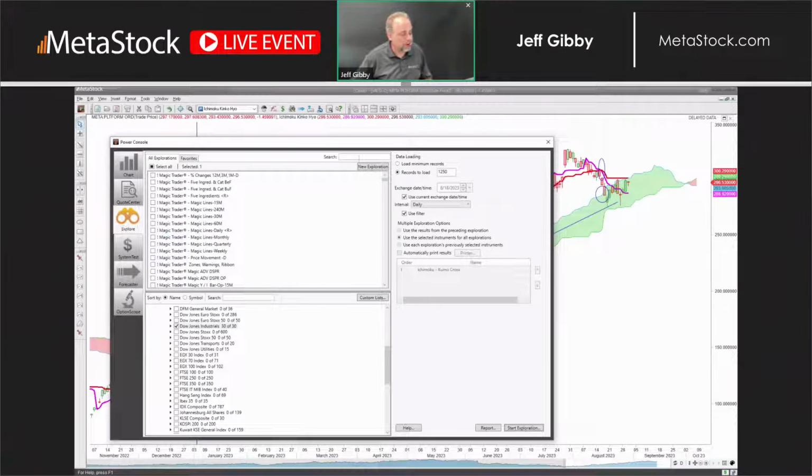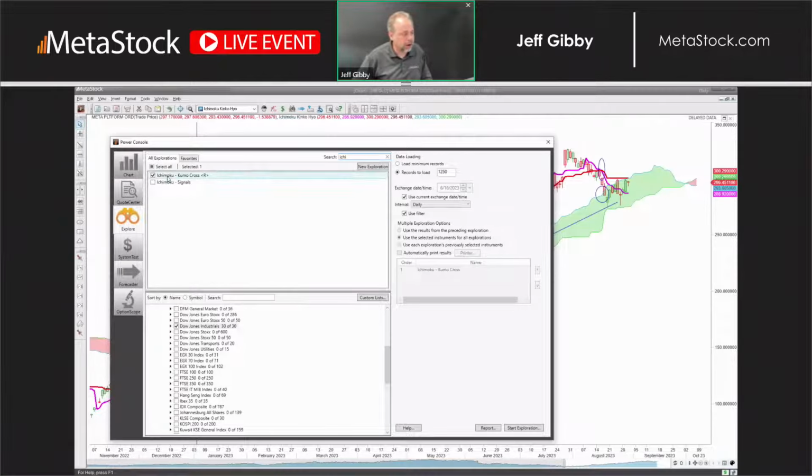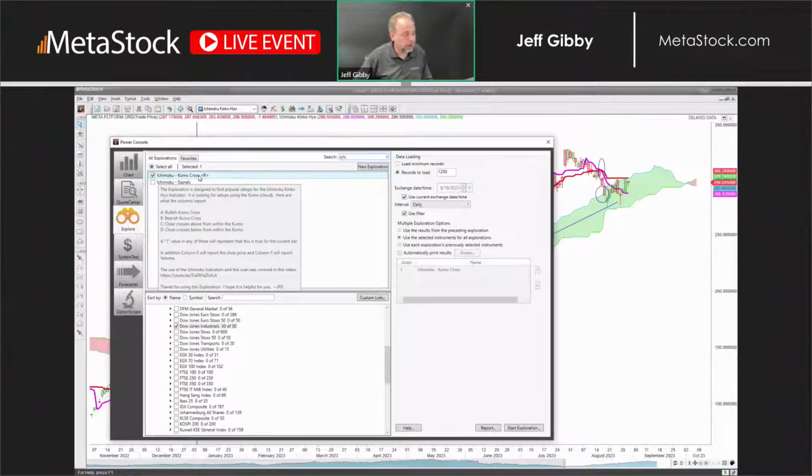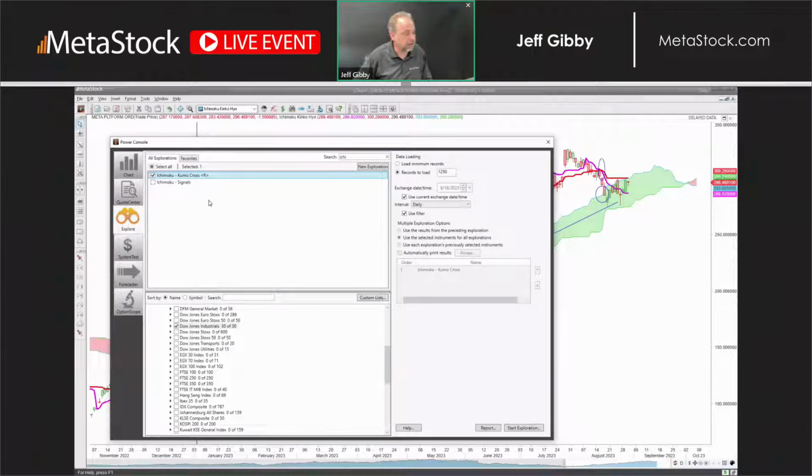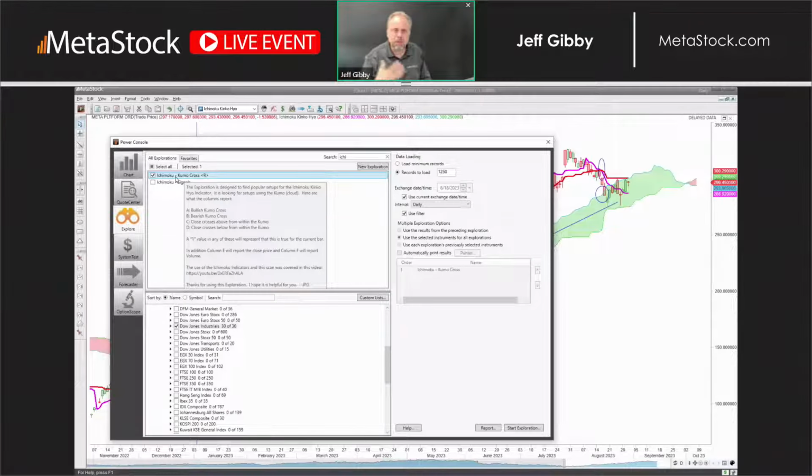Right here, I've got the scan tab, the exploration tab, active. I'm just going to go to my scan. I call it the Ichimoku Kumo Cross, and you'll have this as soon as you download that installation package. If you hover over it, there's an explanation of what the scan is going to find for you. Column A is the bullish Kumo cross. Column B is the bearish Kumo cross. C is if it crosses above and down below. It will filter out anything that doesn't match any of those 4 conditions on the current bar, and there you go.